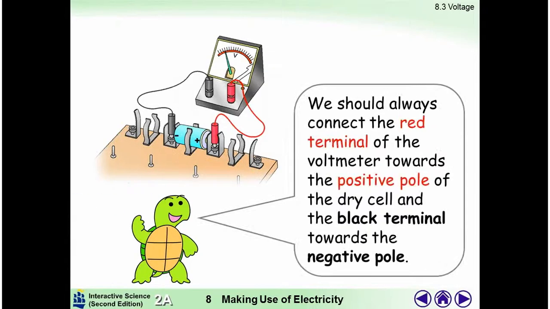And please note how we can connect a voltmeter to the circuit. The red terminal of the voltmeter should be connected to the positive pole of the dry cell, and the black terminal of the voltmeter should be connected to the negative pole of the dry cell.